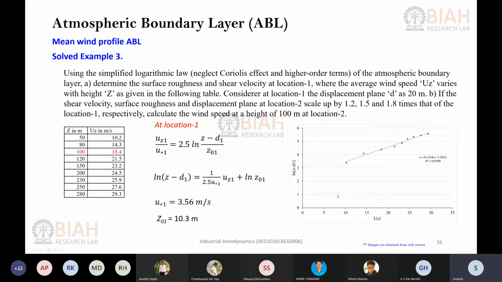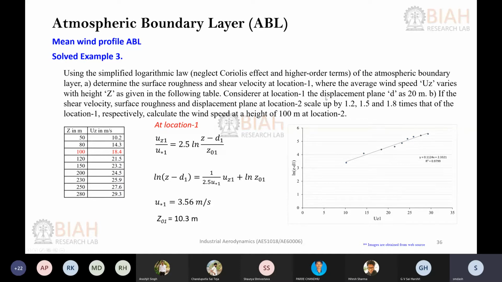So to get the answer, for this one you need to use a graphical technique, and I believe most of you have access to Excel. If you plot this data, the governing equation you need to use is uz by u star equals 2.5 ln (z minus d1) by z01. Here the subscript 1 indicates location 1, so this equation is for location 1.